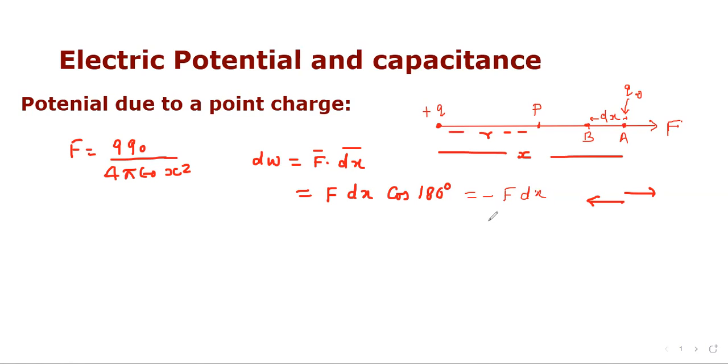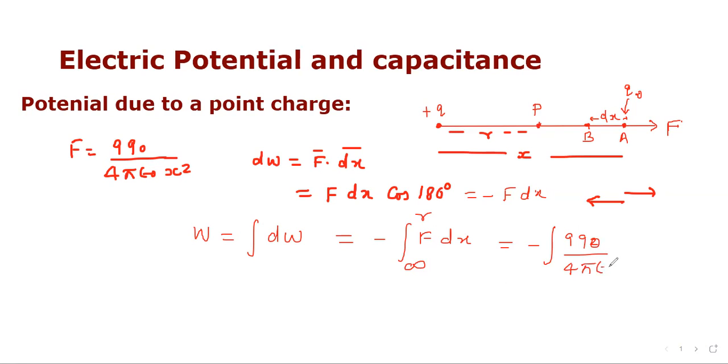Now we can calculate the total work done in bringing charge Q0 from infinity to point P. So we write it as W equal to integration dW, and the limits we can put from infinity to R, the distance of this point from the charge, so minus F dx, limits infinity to R, and we put the value of F, so it will be minus integration Q Q0 divided by 4 pi epsilon naught x square dx.